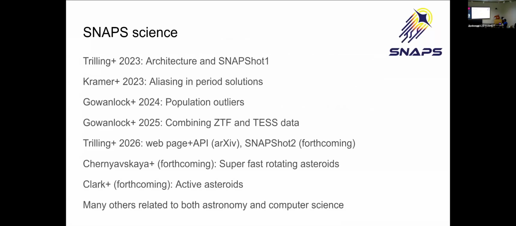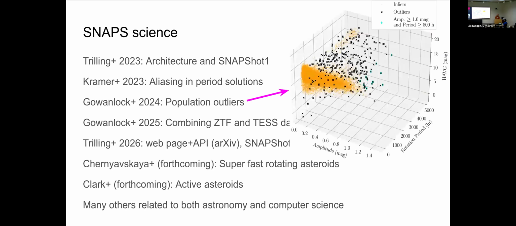Okay, we have a bunch of papers, various science and some architecture stuff. I'm not going to go through all those, but I do want to highlight two of them right here. One is a paper that Mike Gowanlock published now 2 years ago about population outliers. This is a plot that shows amplitude, rotation period, and H magnitude. And the orange spots are inliers and the black symbols are outliers. And the light blue, we color-coded some interesting objects. The point is not for you to do three-dimensional science right here, but just to demonstrate that we have a number of techniques that find outliers in various combinations of feature space. And you can read Mike's paper to learn more about it.